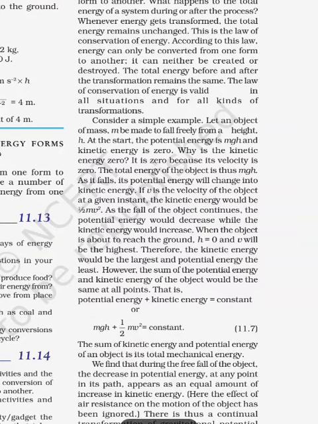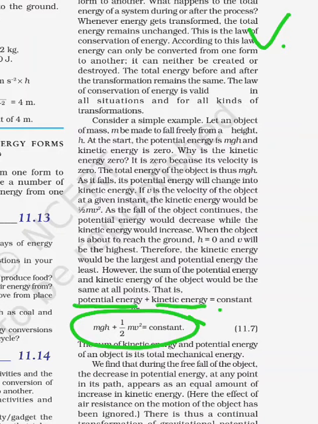Mathematically, in mechanical energy only, kinetic energy plus potential energy is equal to constant. After writing these 2-3 lines from here, you will write potential energy plus kinetic energy is equal to constant, meaning mgh plus half mv square is equal to constant. So up to here it is finished.